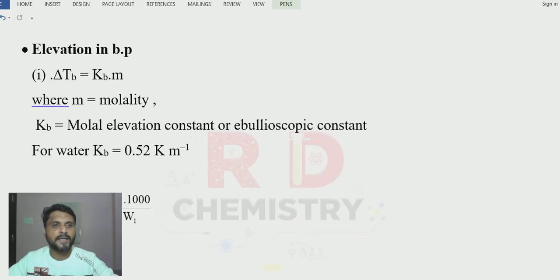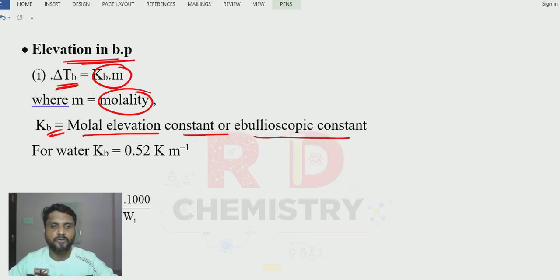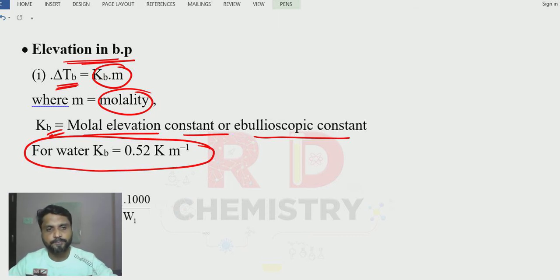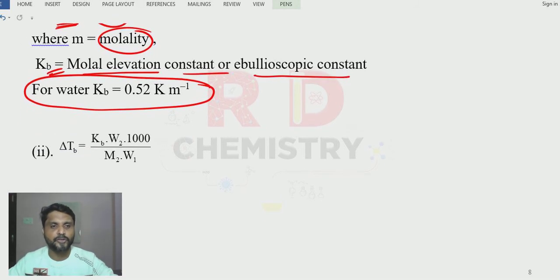How to calculate elevation of the boiling point? Elevation of boiling point means increase in the boiling temperature with respect to the solvent. Now delta Tb is equal to Kb into molality, m stands for the molality. Kb is a constant called the molal elevation constant or ebullioscopic constant. For water it is a fixed value, 0.52 Kelvin, and depends on the nature of the solvent. Now suppose they give the weight of the solute and molar mass. So delta Tb is equal to Kb into 1000 into W2 divided by W1 into molar mass, right?